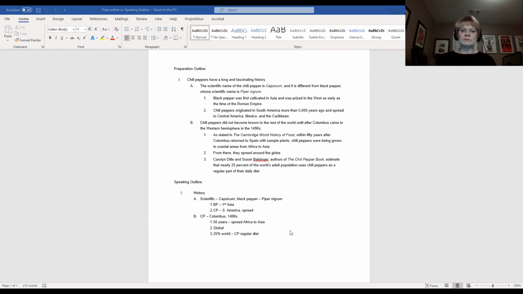And see, black pepper, I put the little notes there, BP, came from Asia first. So that reminds me, black pepper was first cultivated in Asia and was prized in the West as early as the time of the Roman Empire. My number 2 tells me, remember, CP, chili peppers originated in South America more than 5,000 years ago, and it spread to South America. See, I got my little notes there.